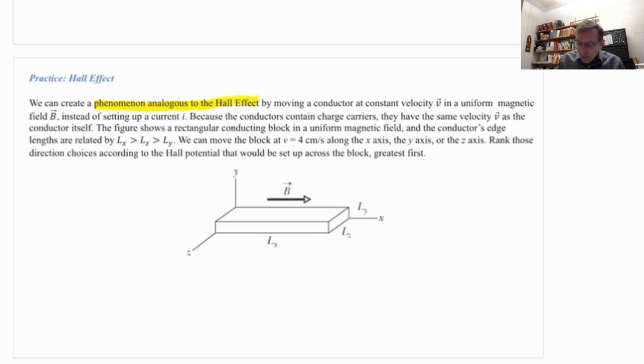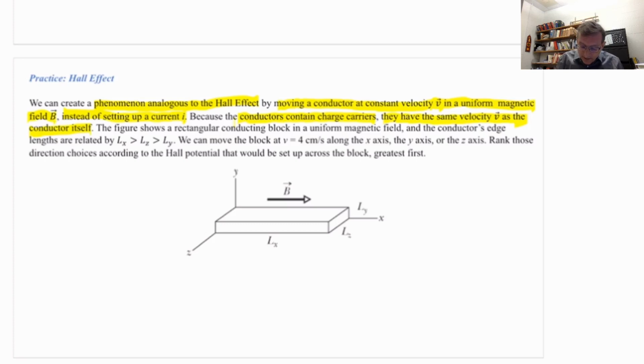And we're going to do it by moving a conductor at constant velocity v in a uniform magnetic field B, instead of setting up a current I. The way we'll get our charges to move, instead of setting up a current, is we'll just literally move the conductor in the magnetic field. Okay? Well, of course, the conductor contains charge carriers. They will then have the same velocity v as the conductor itself. They're coming along with it. Okay? And so we'll have moving charges in a magnetic field.